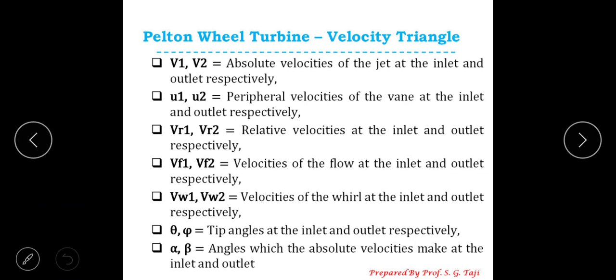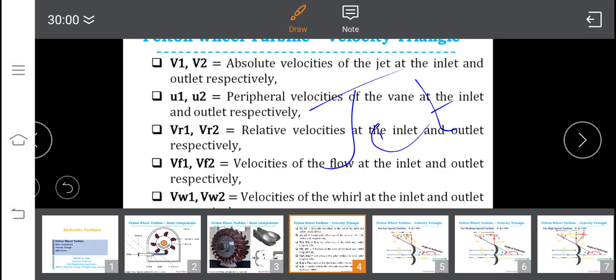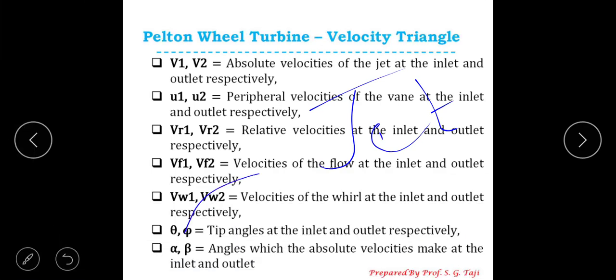Similarly, VF1, VF2 are velocities of flow at the inlet and outlet. VW1, VW2 are velocities of whirl at the inlet and outlet. Theta and phi are tip angles at the inlet and outlet respectively. Alpha, beta are the angles which the absolute velocities make at the inlet and outlet. Therefore, alpha, beta are known as jet angles, whereas theta, phi are known as vane angles or plate angles or bucket angles.